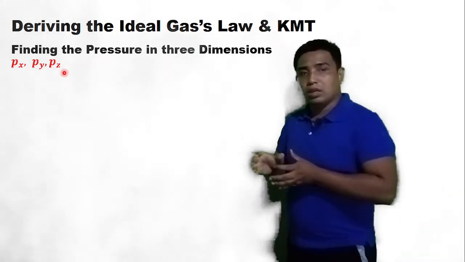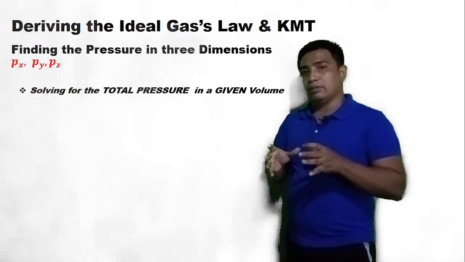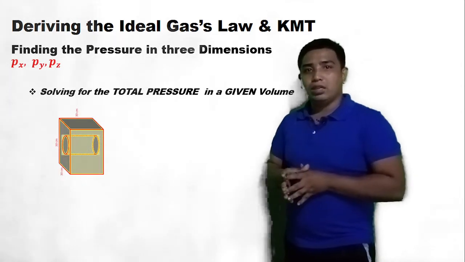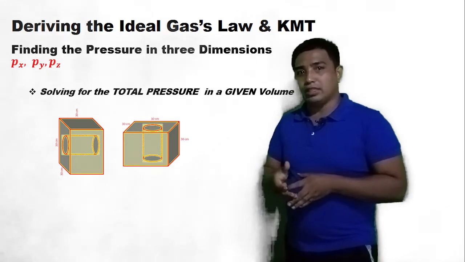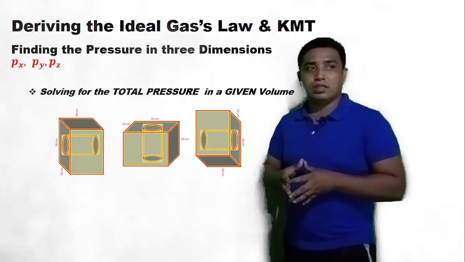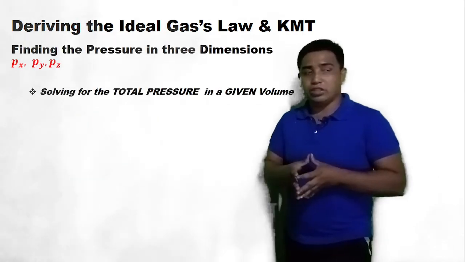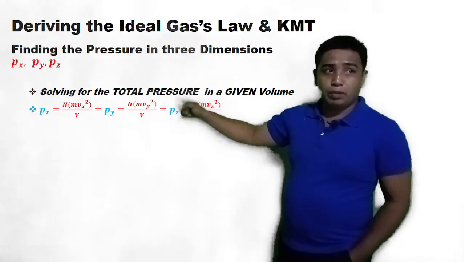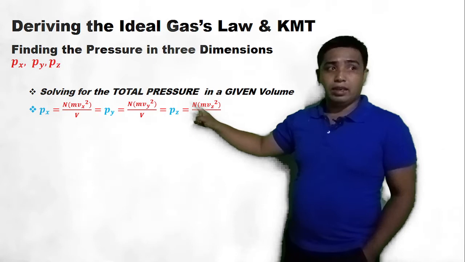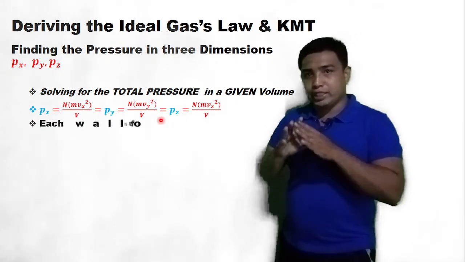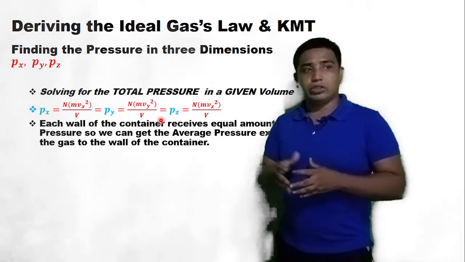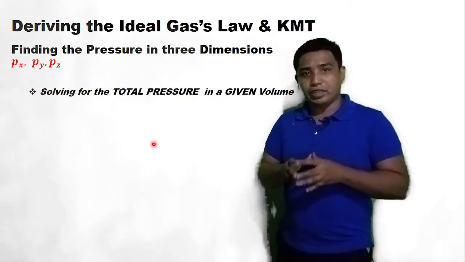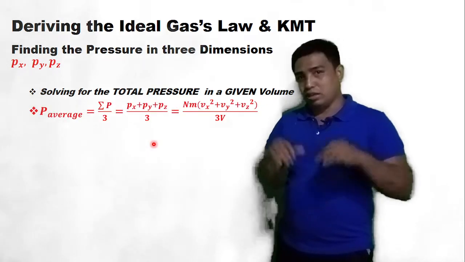Alright, so suppose that we are going to reverse or twist the cube. The quantity of gas stays the same, and the velocity of gas stays the same. It's just that there is a change in orientation, but we can say that px is equivalent to py is equivalent to pz. So each wall of the container receives an equal amount of force or pressure. So we can actually get the average pressure felt by the container using some arithmetic.